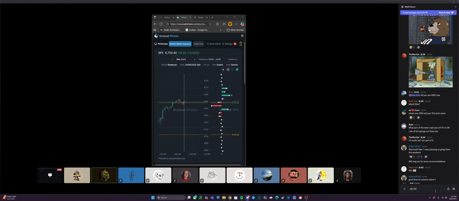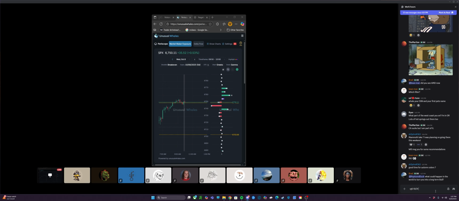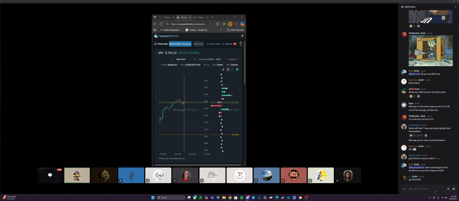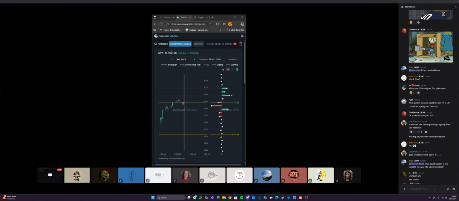Good time for autumn. RGTI, new change coming in. What could happen in the world to turn you into a long-term bull? Trump outlaws selling. Trump makes it illegal to sell or un-American. No, I mean, let me add some more nuance to my position. I am short-term bull, longer short-term bear, and then longer than that, back to bull.